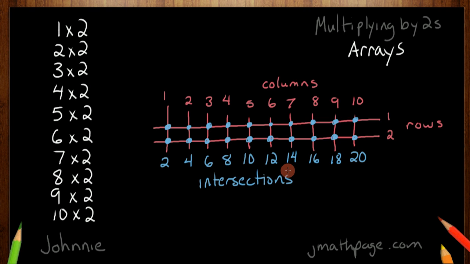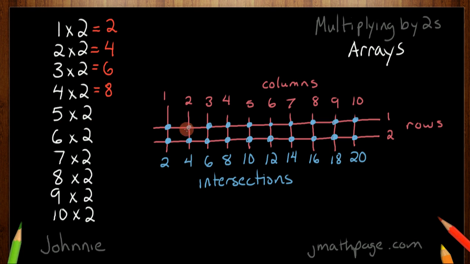Let's use that to help us fill out our table here. So, if I look at 1 times 2, I can say that that equals 1 column, 2 rows gives us 2. If I look at 2 columns and 2 rows, or 2 times 2, I know that that equals 4. 3 columns, 2 rows gives us 6. 4 columns, 2 rows gives us 8.